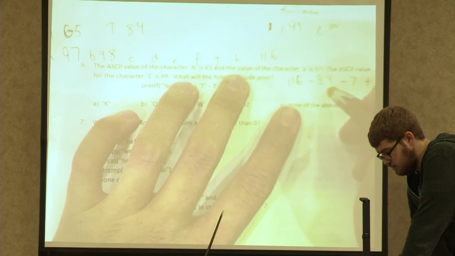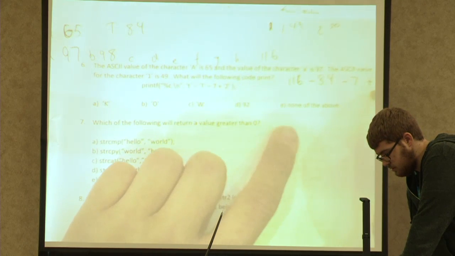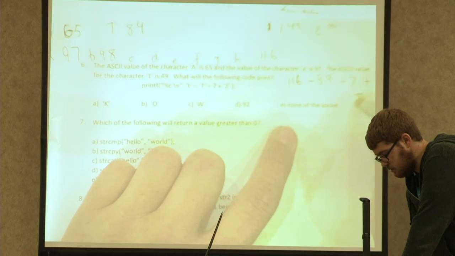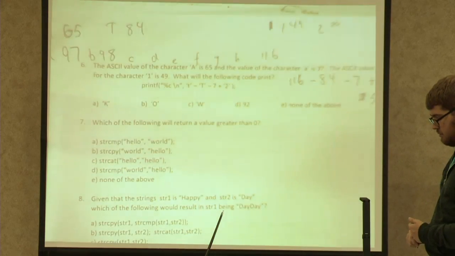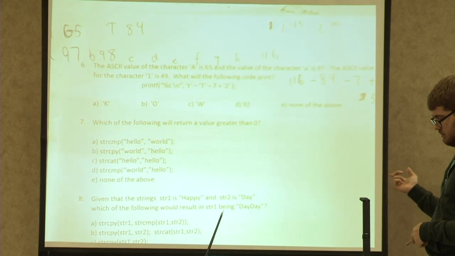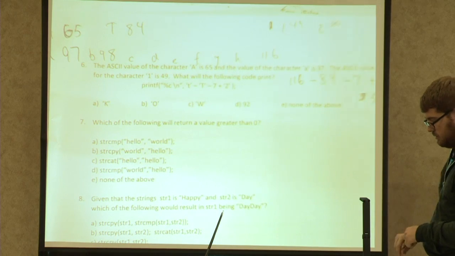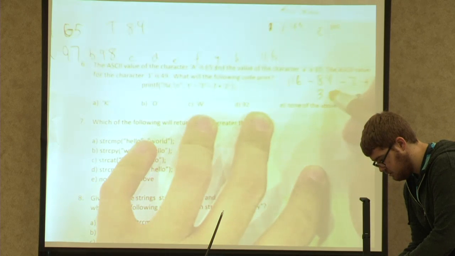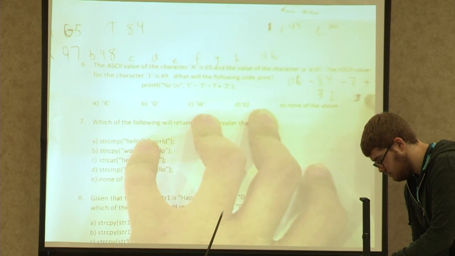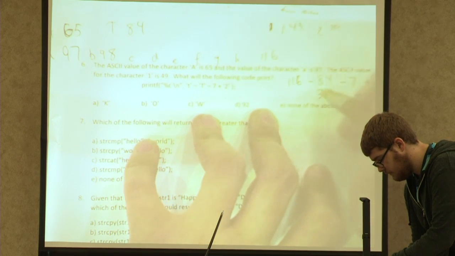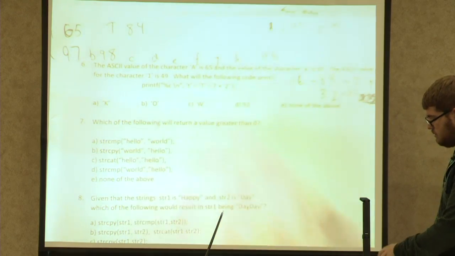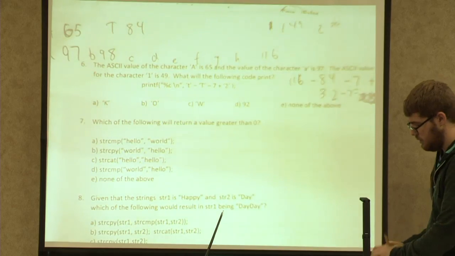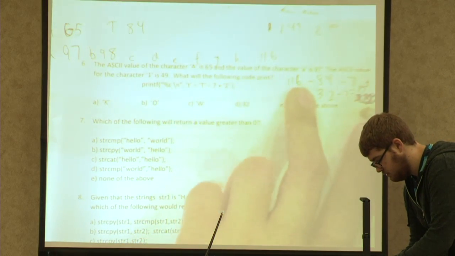That would be 32. Then 32 minus 7 would be 25, and 25 plus 50 would be 75, right?